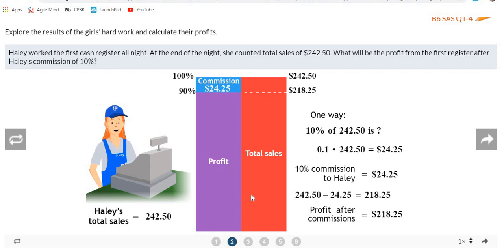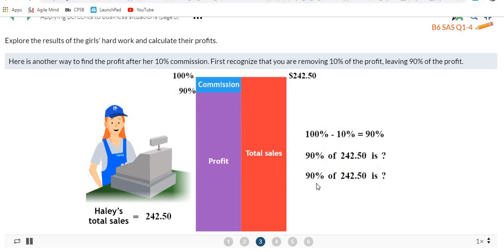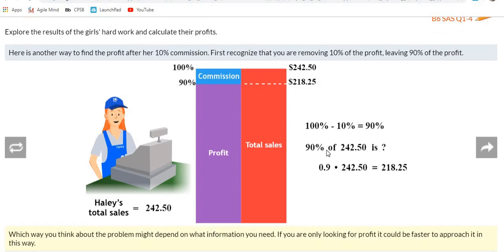Alright. Here is an alternate way of solving this. We already came up with one alternate way of doing 10% in our head and then taking it away from the $242.50. But there is another way we could solve it. So if you don't like this method, another way is they realize that 100% minus the 10%, they're left with 90%. So I could set up a proportion to solve this, or multiply and have an equation. And they found the amount that way.